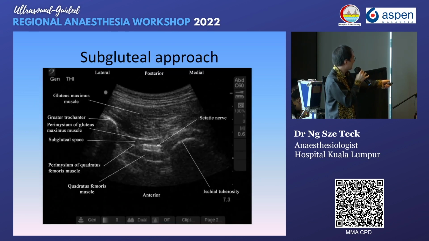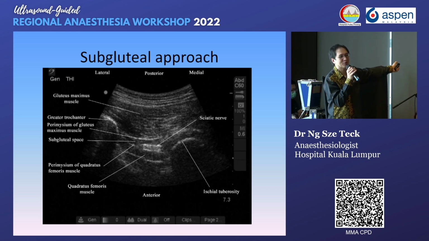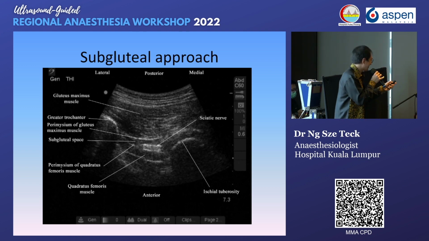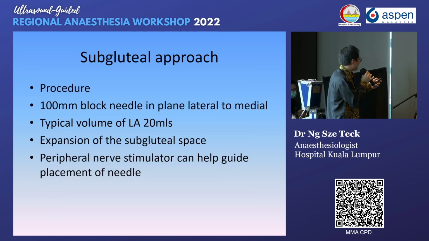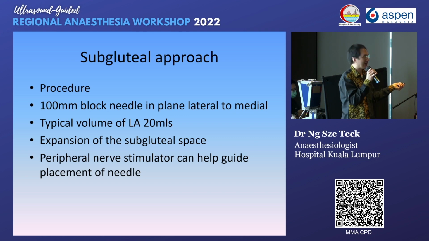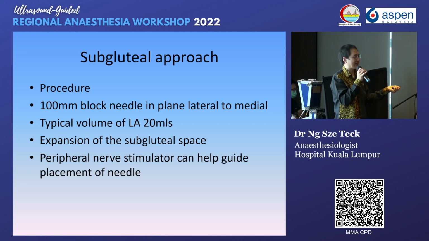So this is the ultrasound view of this subgluteal space. Okay, the greater trochanter, the ischial tuberosity, and between this, sandwiched between the gluteus maximus muscle and the quadratus femoris muscle, is your sciatic nerve. Okay, easier said than done. Most of the time, it's very difficult, even under ultrasound. So you need a long needle also, typically 80 to 100 mm. You do an in-plane technique, lateral to medial injection. Typical volume is 20 mL of LA.